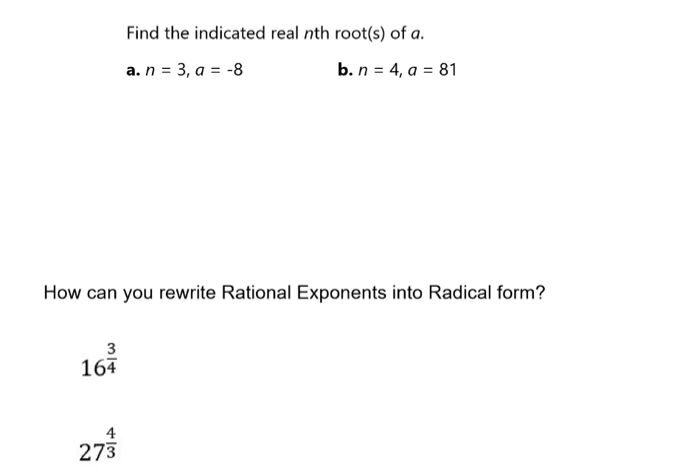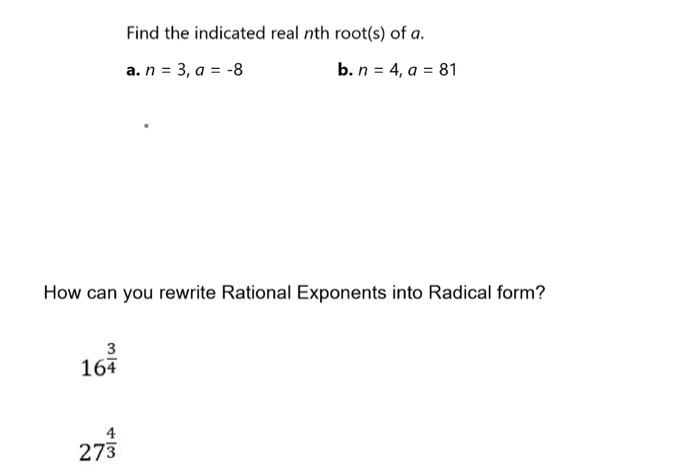In this video, we're going to be talking about rational exponents, about finding the indicated real nth roots and rewriting rational exponents in radical form. We're going to start off by finding the indicated real nth roots of a. So in our first example here, we have n equals 3 and our a equals -8.